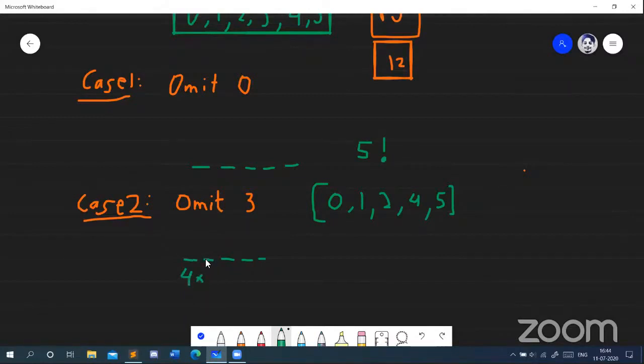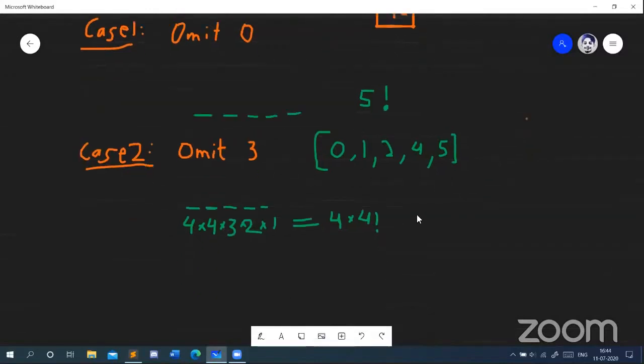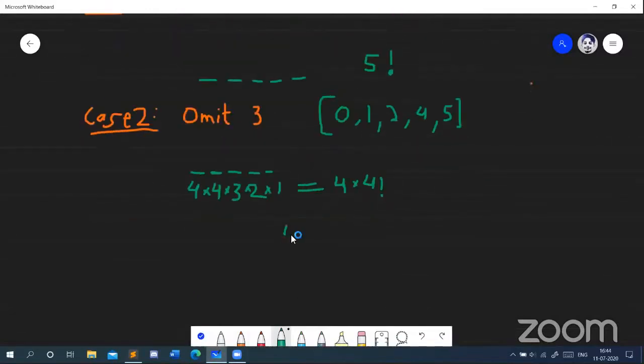Therefore, I'm going to say that I have only 4 choices here. And for this blank, I can put 0 here and I used 1, so I'll still have 4 choices. And then times 3, times 2, times 1. I hope it's clear why I did that, right? So this is nothing but 4 times 4 factorial. And I have 2 cases. In one case, the answer is 5 factorial. In the other case, the answer is 4 times 4 factorial. So my final answer will be 5 factorial plus 4 times 4 factorial.